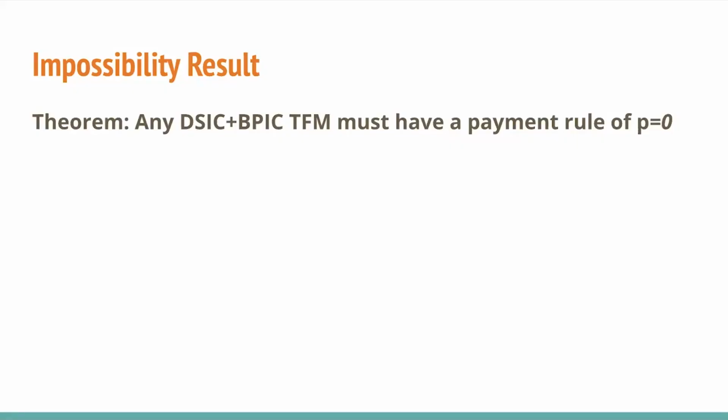OK. And so the main result in our paper is that any DSIC and BPIC TFM must have a payment rule of identically being 0. So this probably seems weird. In some sense, this is saying that the only DSIC and BPIC TFMs are a trivial TFM, which almost just ignores the users' valuations and never charges them anything.